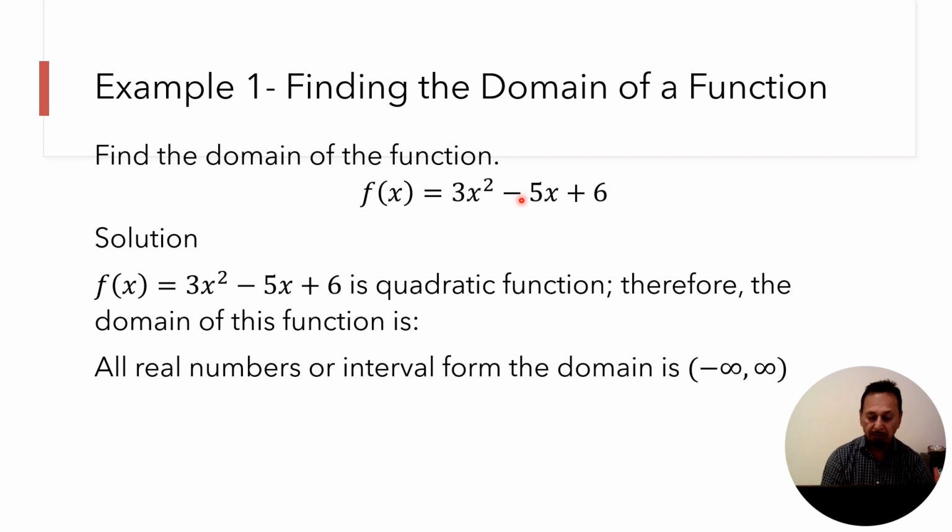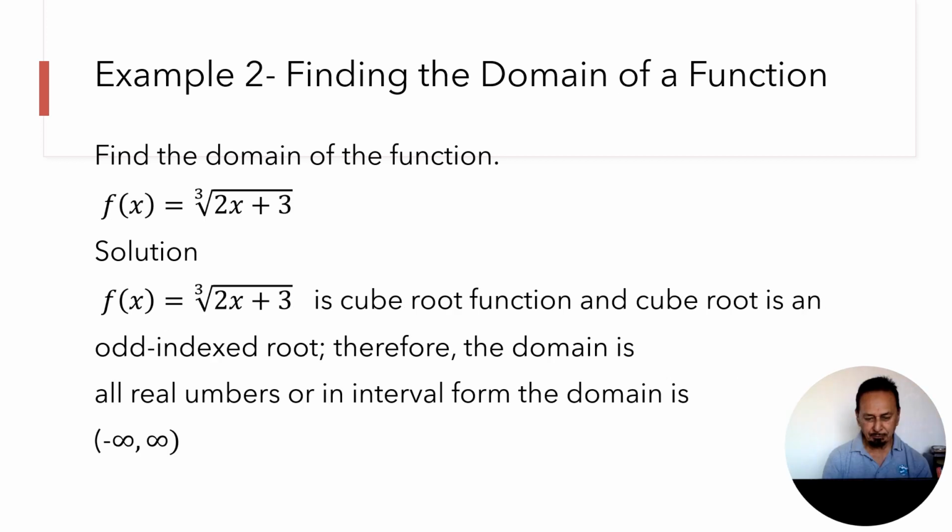Example 1. Find the domain of the function f of x equal to 3x squared minus 5x plus 6. Example 2. Find the domain of the function f of x equals the cube root of 2x plus 3. F of x equals the cube root of 2x plus 3 is a cube root function, and cube root is an odd indexed root. Therefore, the domain is all real numbers, or in interval form, the domain is minus infinity to infinity.